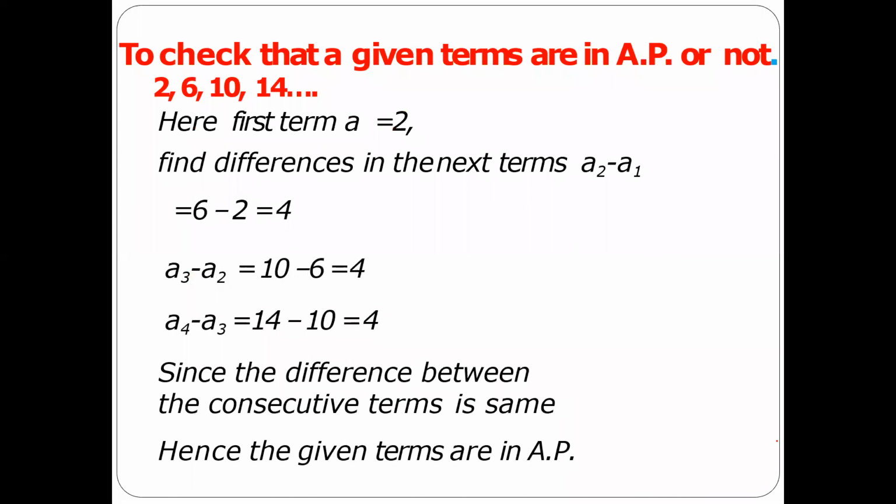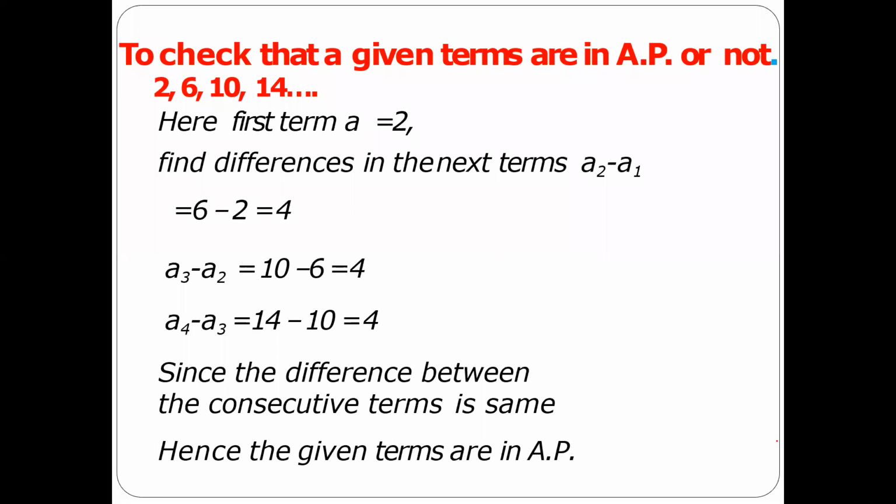Look at the example. Check whether the following terms are in AP or not. So we find the difference. If the difference is the same, then the sequence is in AP, otherwise not. Here the progression is given. First, we find the difference from the successive term to the preceding term. If the difference is the same, then the sequence is in AP. Otherwise, not.